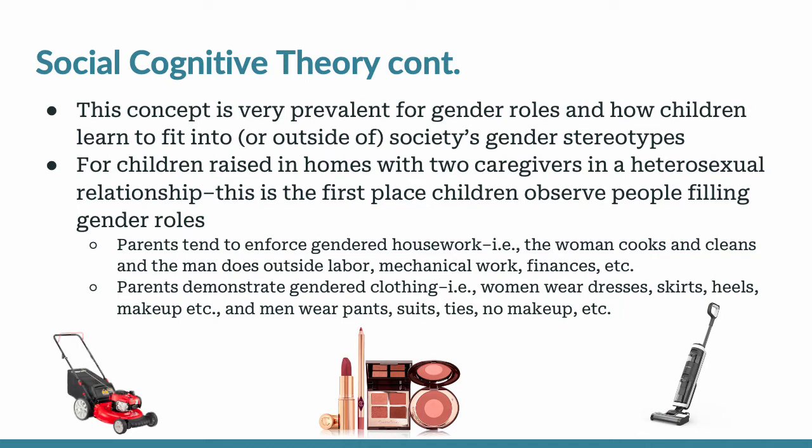This might look something like parents enforcing gendered housework. An example of this would be that the woman or the mother cooks and cleans, and the man or the father does things like the outside labor, mechanical work, or finances. Parents and caregivers can also demonstrate gendered clothing. For example, women wear dresses, skirts, heels, and makeup, and men wear things like pants, suits, ties, and no makeup. Take a moment to think about how your parents, if you were raised with two parents or caregivers, either enforced or challenged various gender stereotypes as you were growing up.